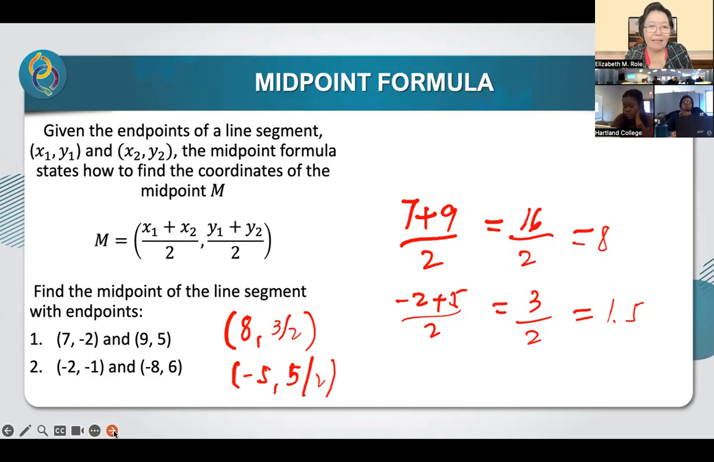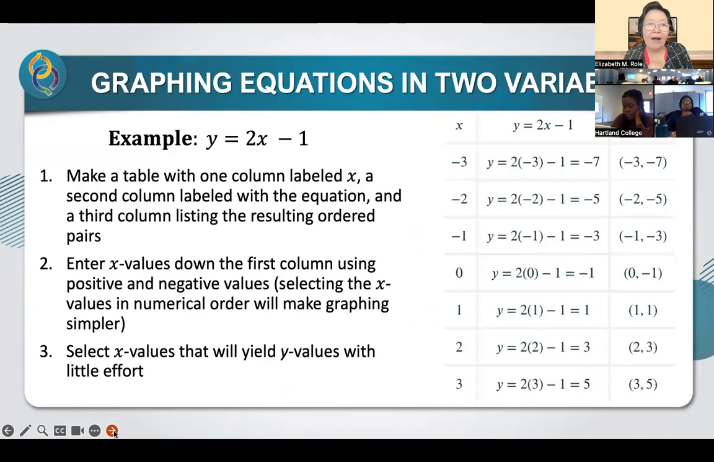And this one will be the midpoint formula. All right. So just reminding us of what we did last time. Actually, we said that when you graph equations in two variables, that means there's an x and a y. But we mentioned that in y is equal to 2x minus 1, your y is called the dependent variable, and your x is the independent variable.